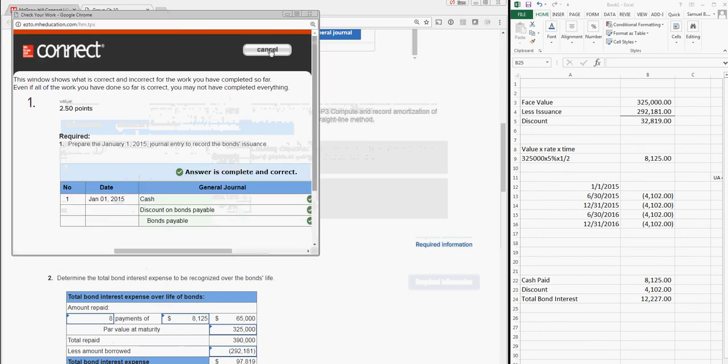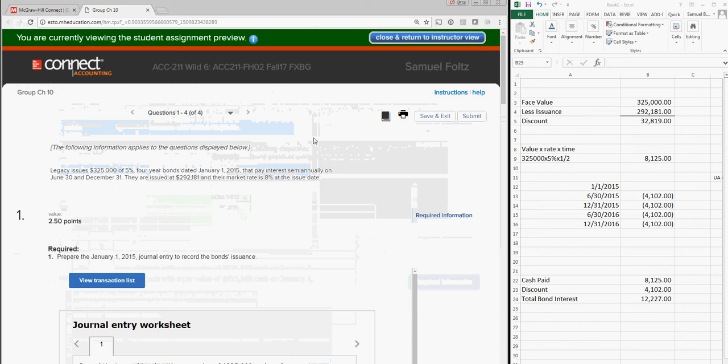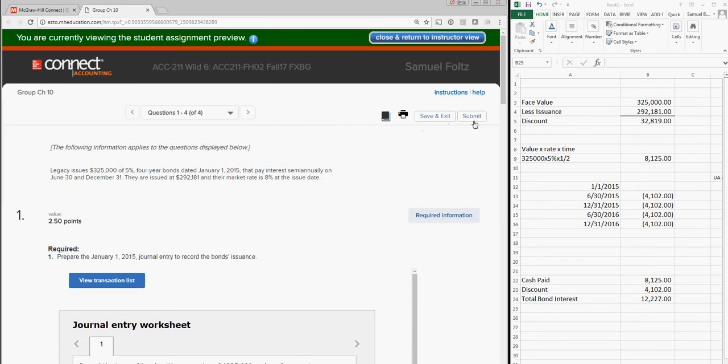Very good. All right, so go ahead and hit save and exit or submit. Remember, you won't get graded for it until you hit submit.